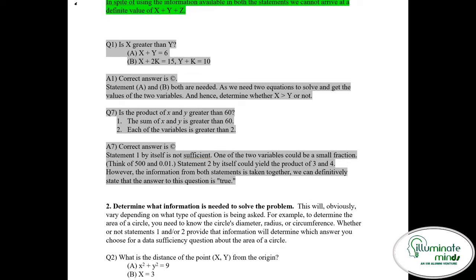Correct? And I will have examples on both sides. Less than 60 is also possible and more than 60 is also possible. Correct? And 60 is also possible.